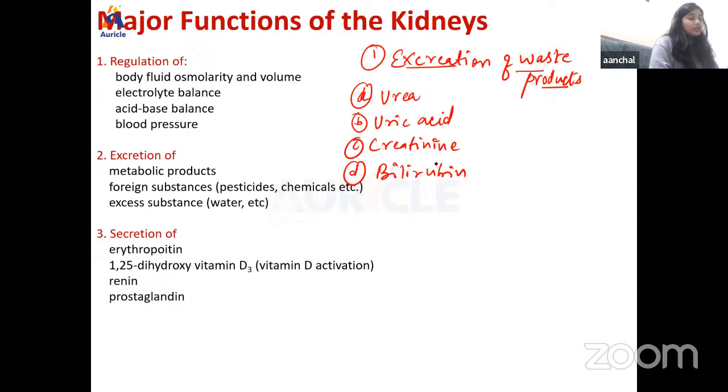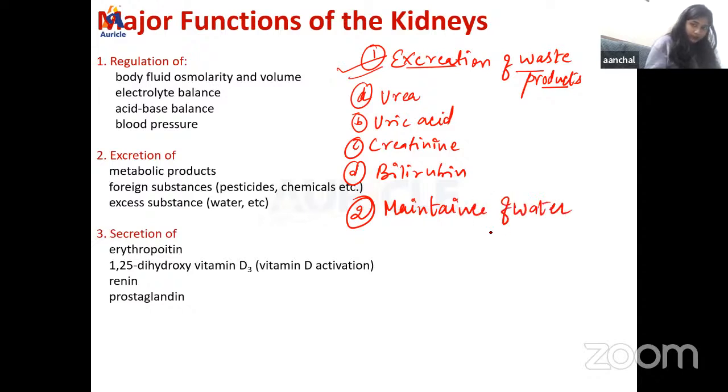Also the kidney excretes many harmful chemical substances, like some toxins, some drugs, some heavy metals, and pesticides. So the first function we have is excretion of waste products. Then another function we have is maintenance of water balance. The kidney maintains the water balance in the body by conserving water.